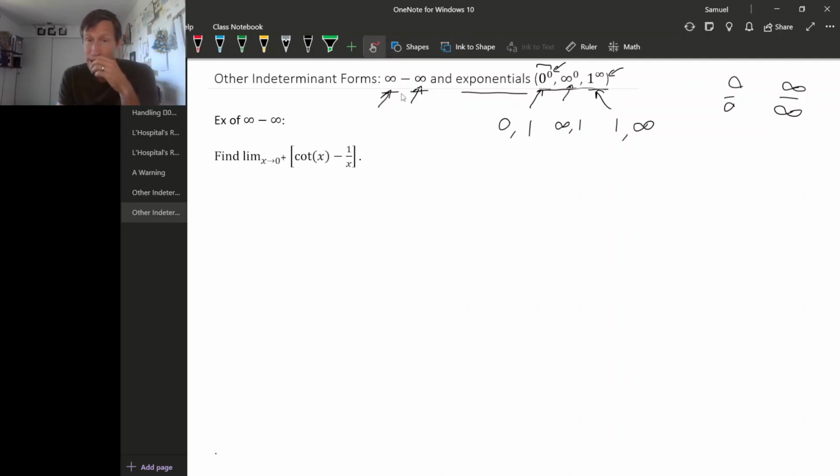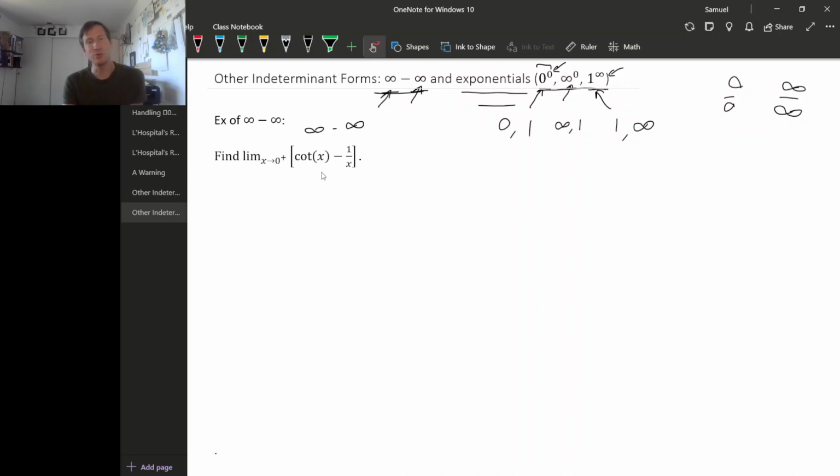So let's look at an example of each one of these types, or at least one with the difference and one with an exponential. For an example of infinity minus infinity, let's look at the limit as x goes to 0 from the right of cotangent x minus 1 over x. This is an infinity minus infinity type of limit because as x goes to 0 from the right, cotangent goes to infinity, and 1 over x also goes to infinity. So we're getting infinity minus infinity.